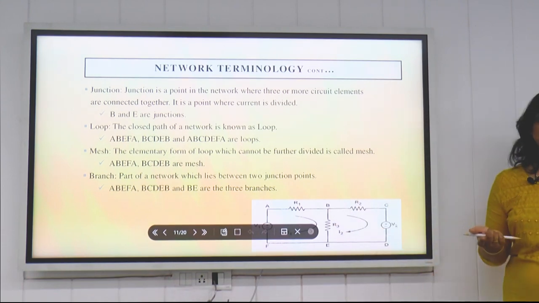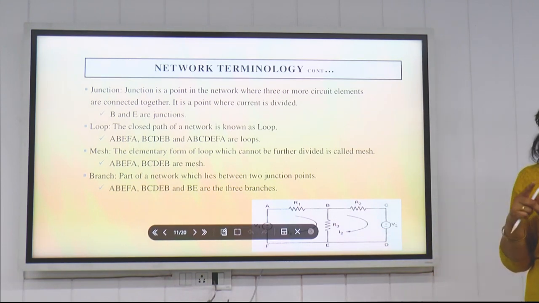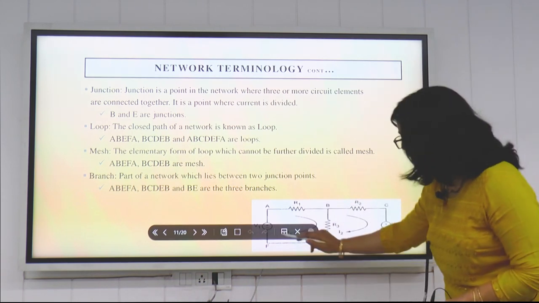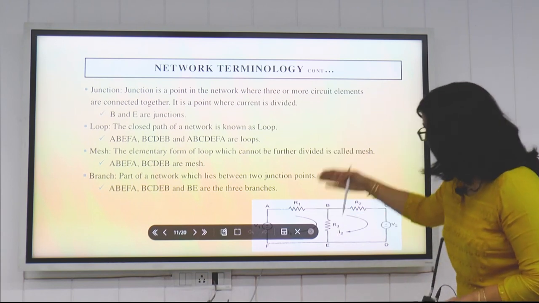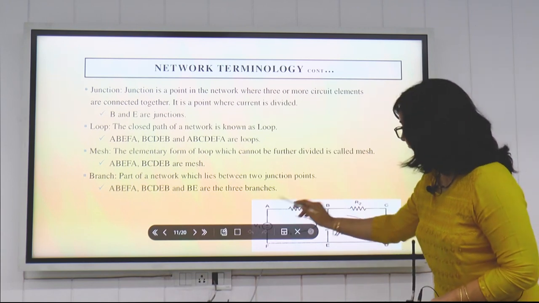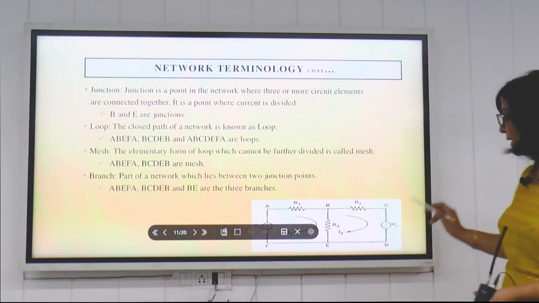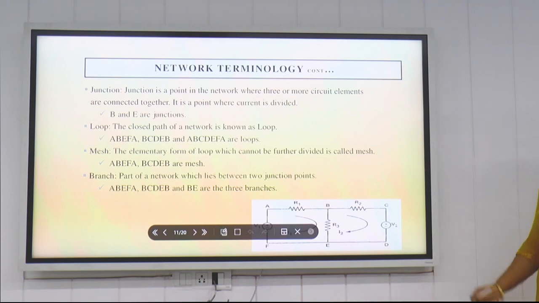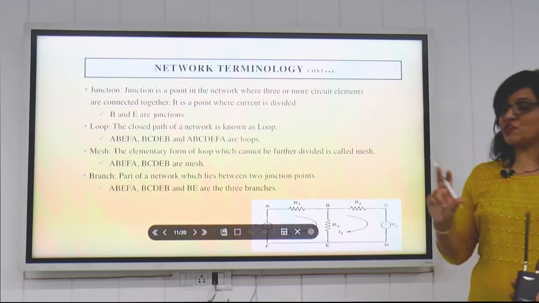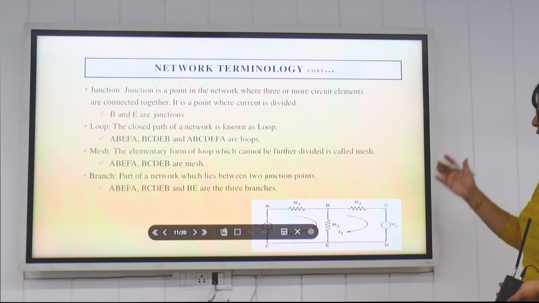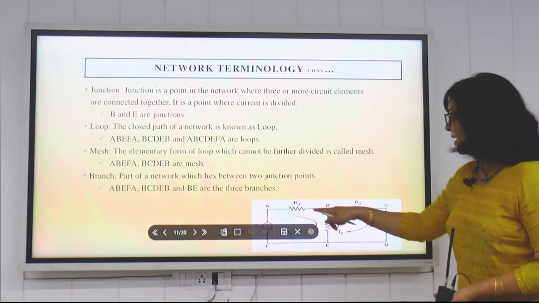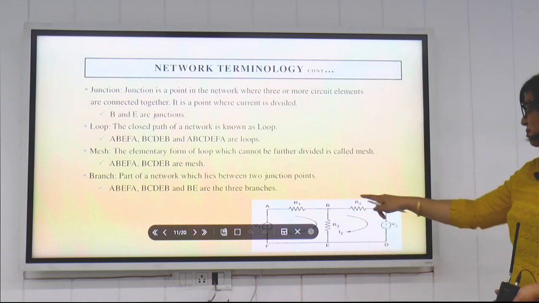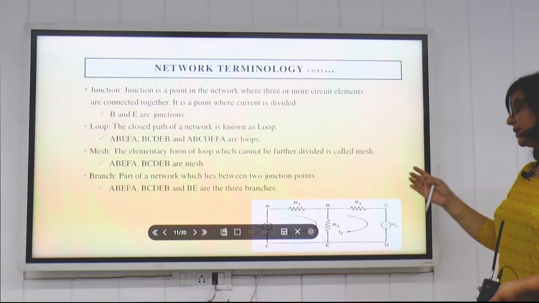Next is mesh. A mesh is the elementary form of a loop which cannot be further divided. As we see, this is the outer loop, which is further divided into two loops. So one mesh is A, B, E, F, A, and another mesh is B, C, D, E, B. Next is branch. A branch is a part of the network which lies between two junction points. So in this network, we have three branches. The first branch is A, B, E, F, A, another branch is B, C, D, E, B, and the third branch is B.